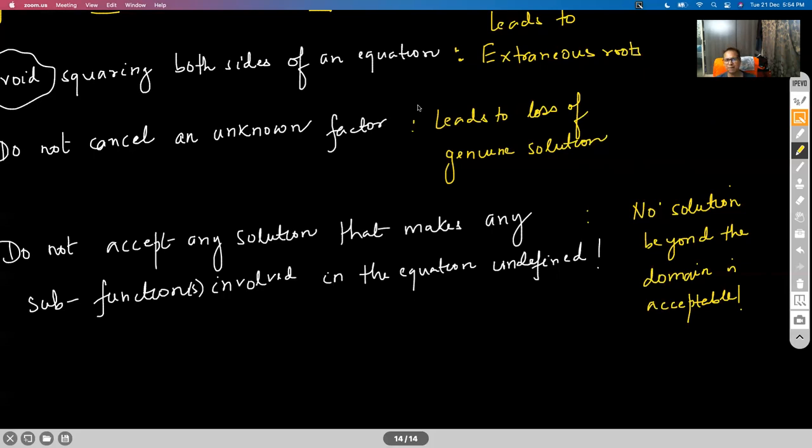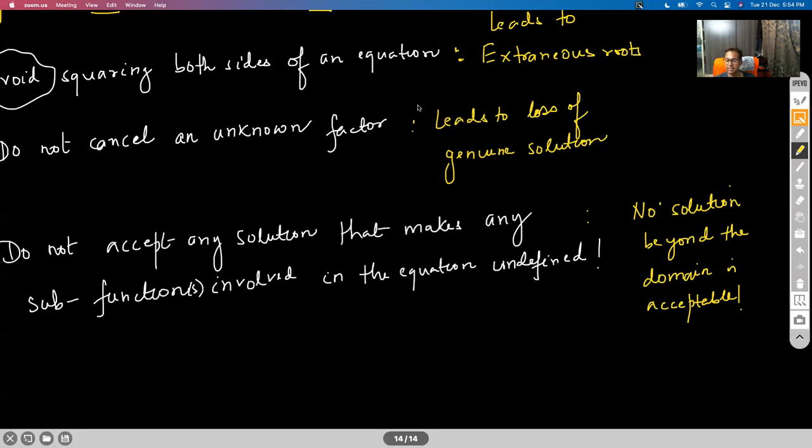So many times it happens. There are so many trigonometric identities that we convert one into the other and we solve it and we realize that, okay, I got an answer. But if that answer is making any function in the original equation undefined, even if just one of the functions is undefined, that solution will be rejected. You will not be honoring that solution. You will just be rejecting it. Are you getting this point?